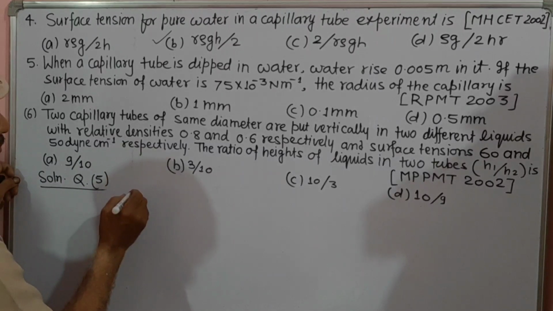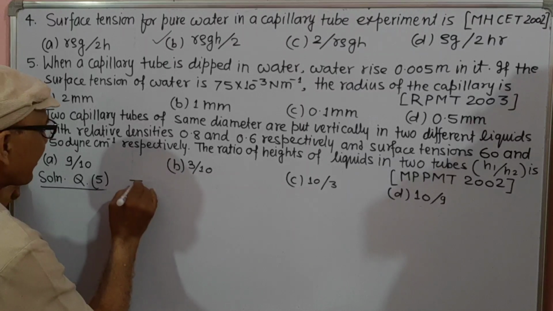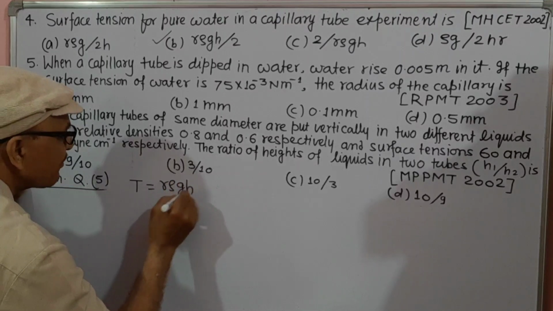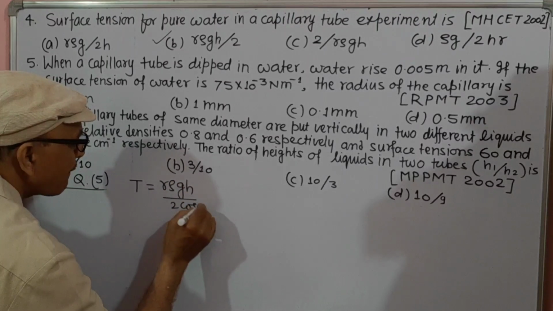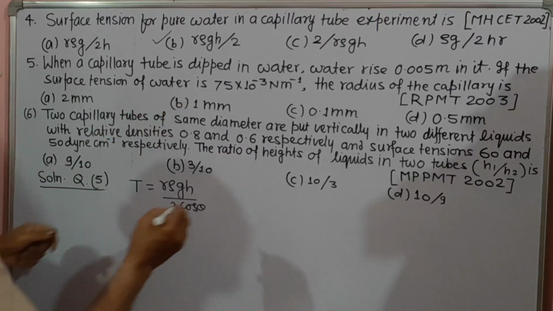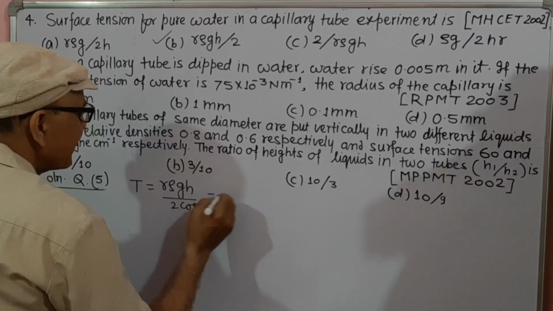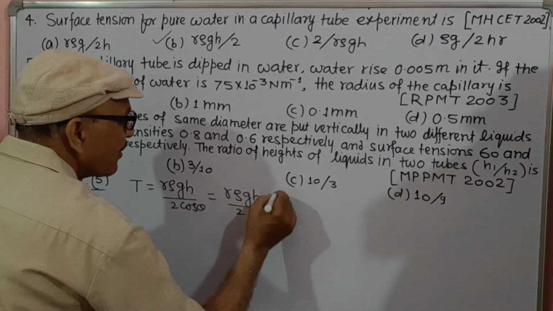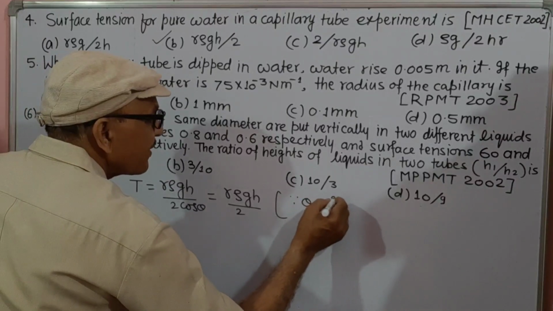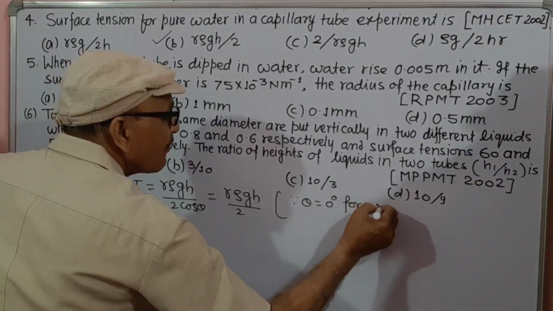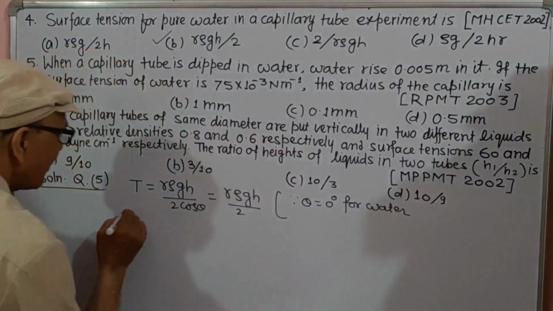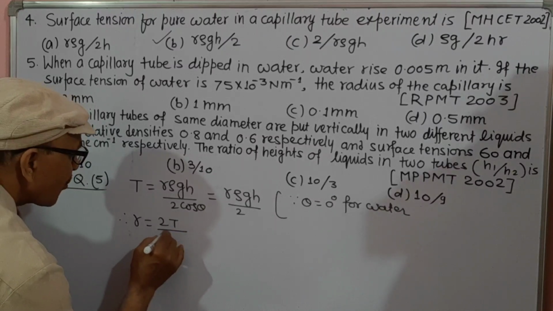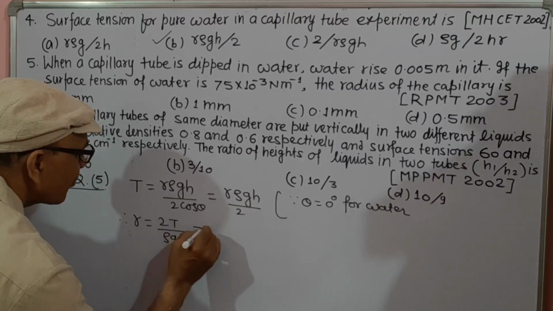We know surface tension T is equal to r rho g h upon 2 cos theta. Here for water theta is 0 degree, therefore it becomes r rho g h upon 2, because theta is equal to 0 degree for water, which gives r as 2T upon rho g h. Values are known.